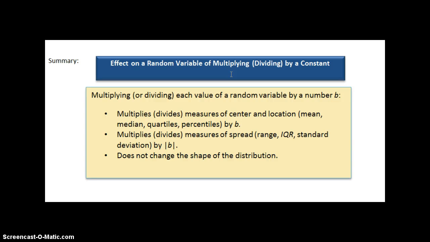So in summary, when we multiply or divide every value of a random variable by a constant, then that multiplies all measures of center and location, mean, median, all of the quartiles, all of the percentiles, by the value B, which is the constant that we use to multiply. All measures of spread, range, IQR, standard deviations, are going to multiply by the absolute value of B. We understand spread is not a negative number, and the distribution does not change shape when we apply this transformation.